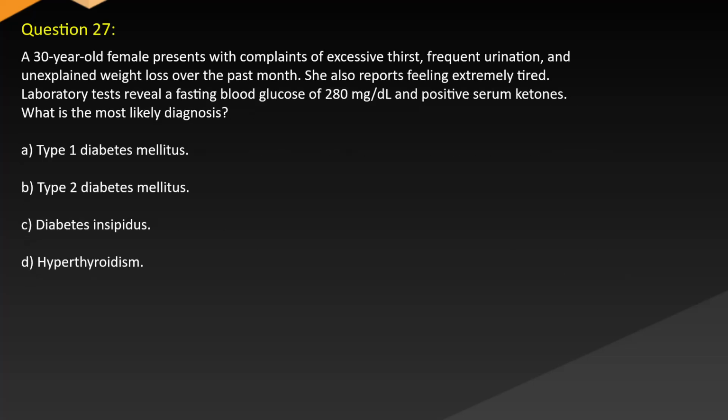Question 27. A 30-year-old female presents with complaints of excessive thirst, frequent urination, and unexplained weight loss over the past month. She also reports feeling extremely tired. Laboratory tests reveal a fasting blood glucose of 208 mg/dL and positive serum ketones. What is the most likely diagnosis? A. Type 1 diabetes mellitus. B. Type 2 diabetes mellitus. C. Diabetes insipidus. D. Hypothyroidism.